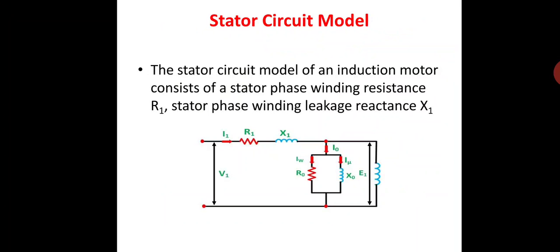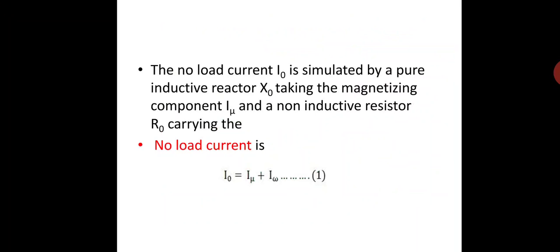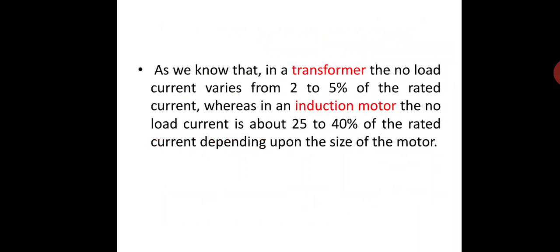Here R1 is the stator winding resistance and X1 is the stator winding reactance. From the circuit, we can write the no load current I0 is equal to I mu plus Iw. As we know, in a transformer the no load current is around 2 to 5% of the rated current, whereas in an induction motor the no load current is around 20 to 45% of the rated current, depending upon the size of the motor.